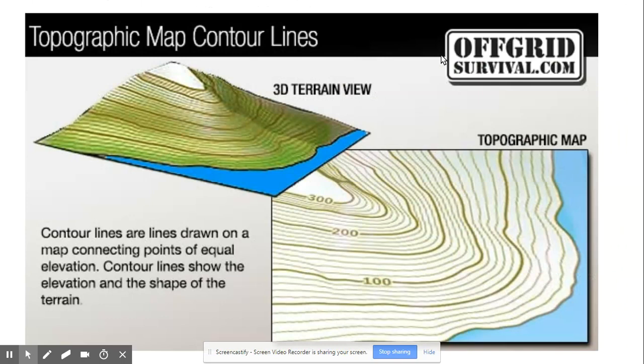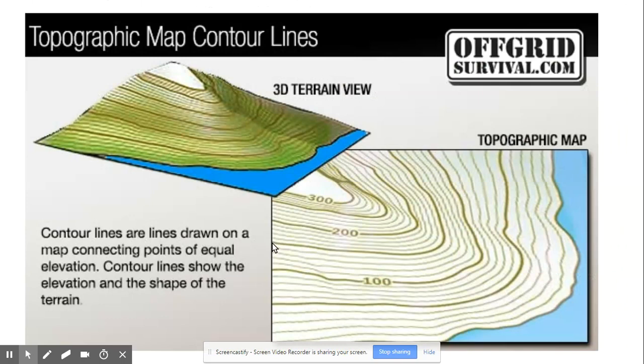These curved continuous lines that you see are called contour lines. Contour lines are drawn on a map connecting points of equal elevation. Contour lines show the elevation and the shape of the terrain.